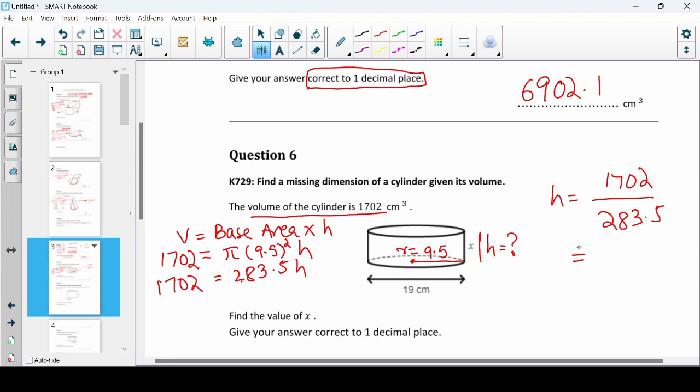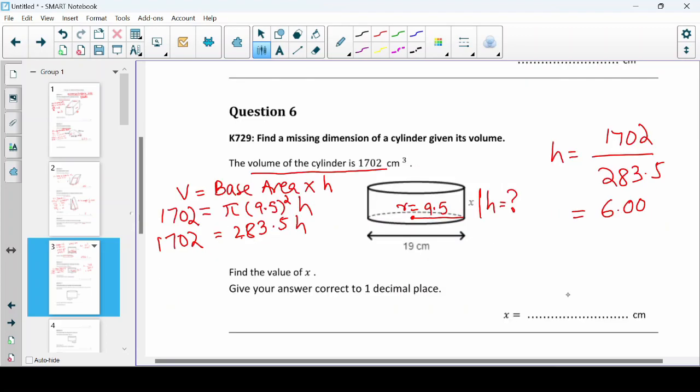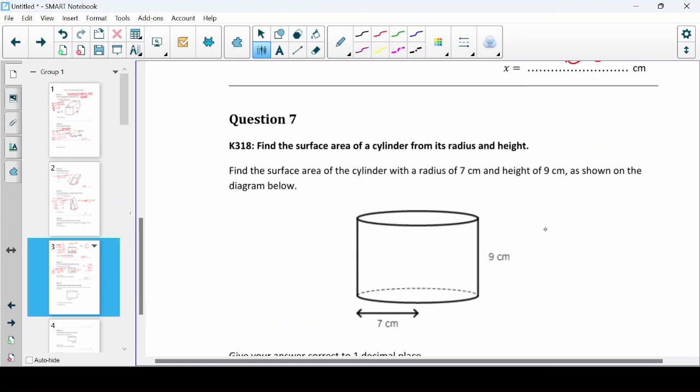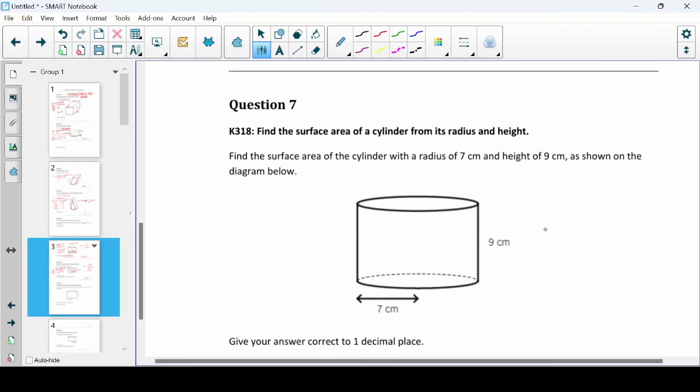1702 divided by 283.5. So this gives us 6.00. So our answer is, height is 6.0, or we can write just 6. If it's one decimal place, then you can just write 6.0. In the next question, it says we have to find the surface area of the cylinder, and its radius is 7 centimeter and height is 9 centimeter.